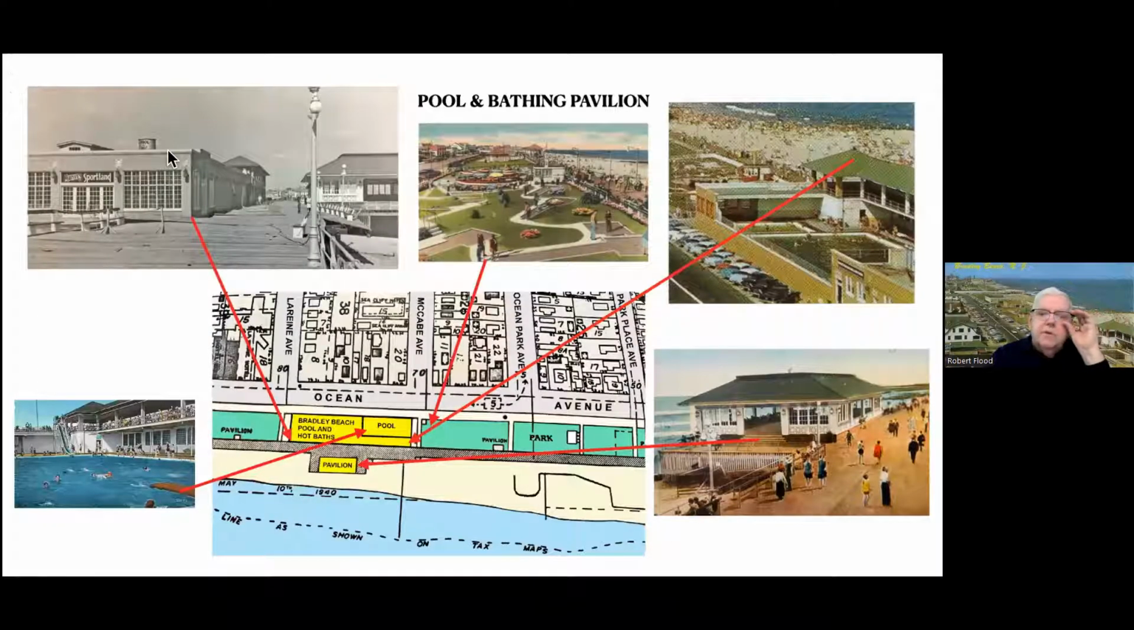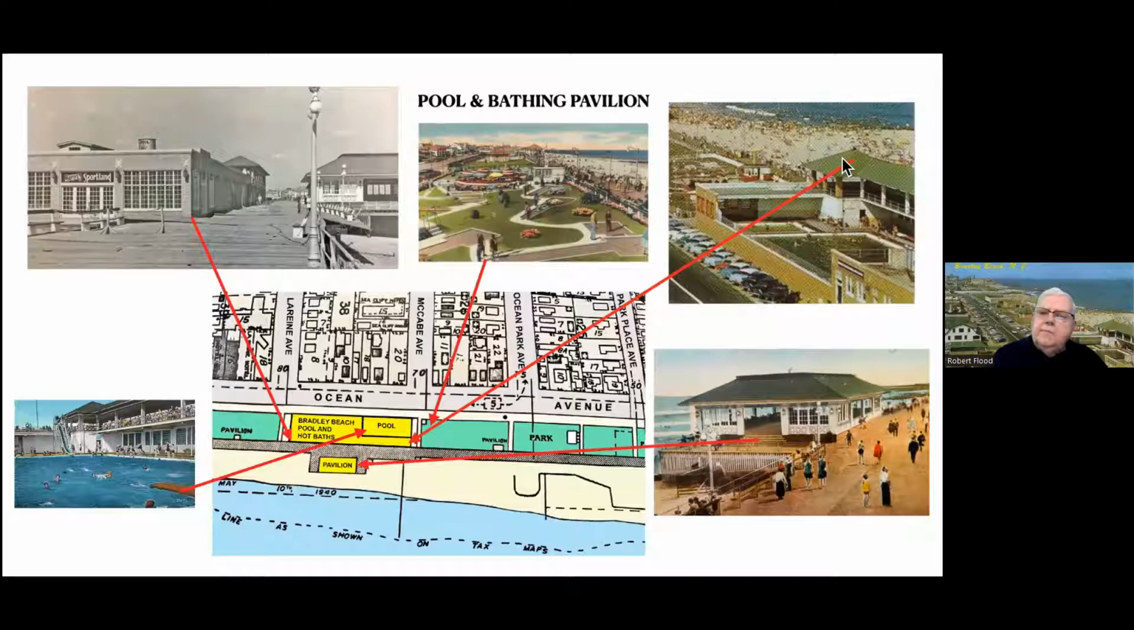A couple other pictures of this complex. First of all, in yellow on the map, you can see where the pool is with relationship to the hot baths, and also where the bathhouses were. You can also see the location of the pavilion on the east side of the boardwalk. And the arrows basically will show you where these things were.